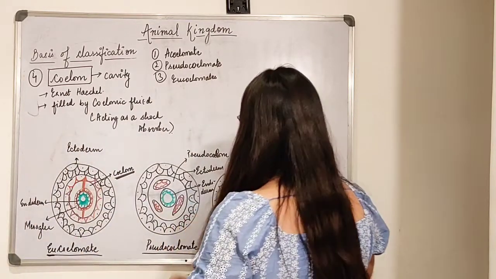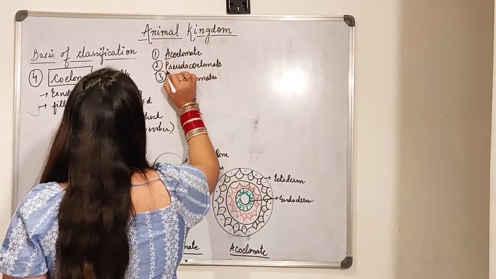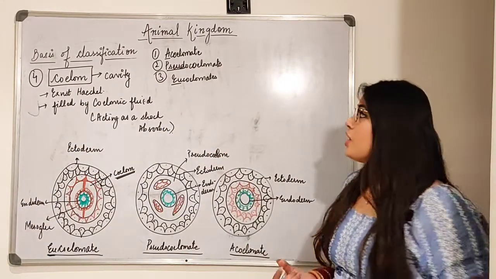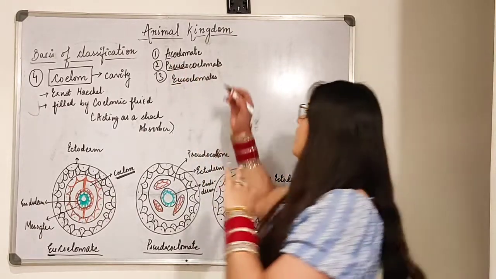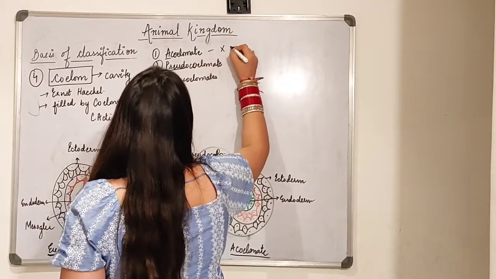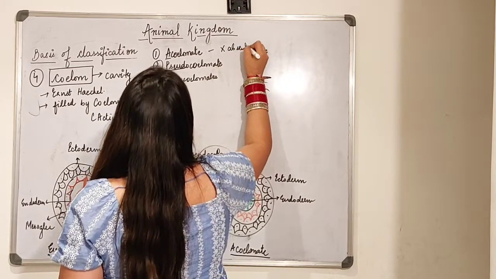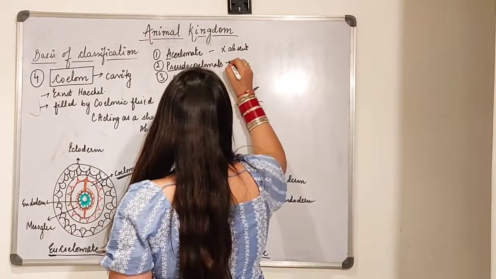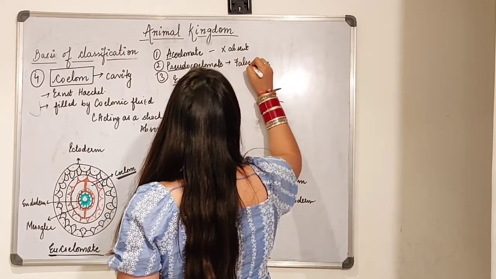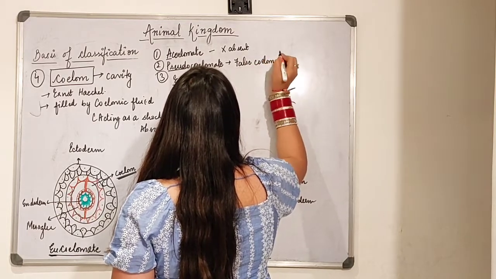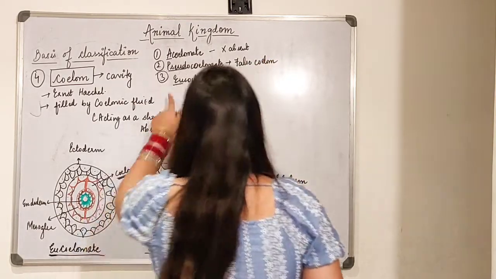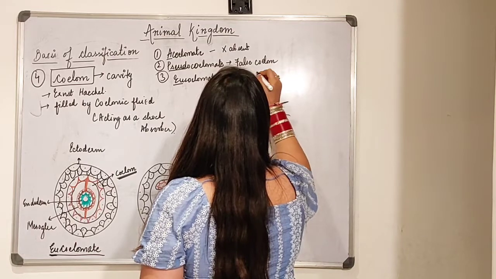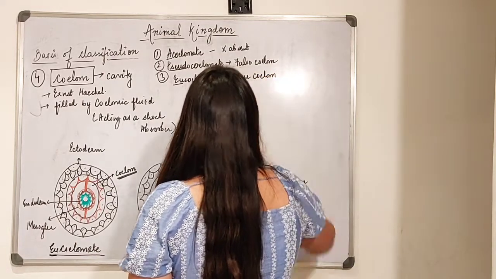Here, you need to break up the words into two parts to know the meanings. Very simple. Acoelomates means they do not have any coelom; coelom is absent. That means they have no body cavity. Next is pseudo. Pseudo means they have false coelom. And then comes eucoelomates. Eucoelomates means true coelom. That means they have a true coelom.